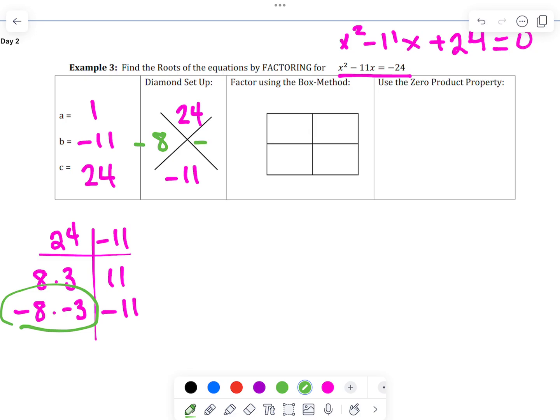-8, -3. Now we set up our box. The upper left-hand corner is going to be your x squared. The bottom right is going to be your constant, 24. The sides of the diamond are going to be your x terms.